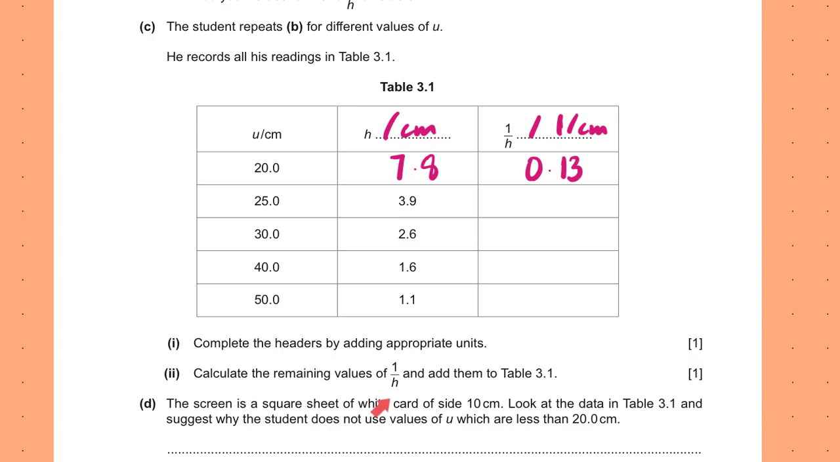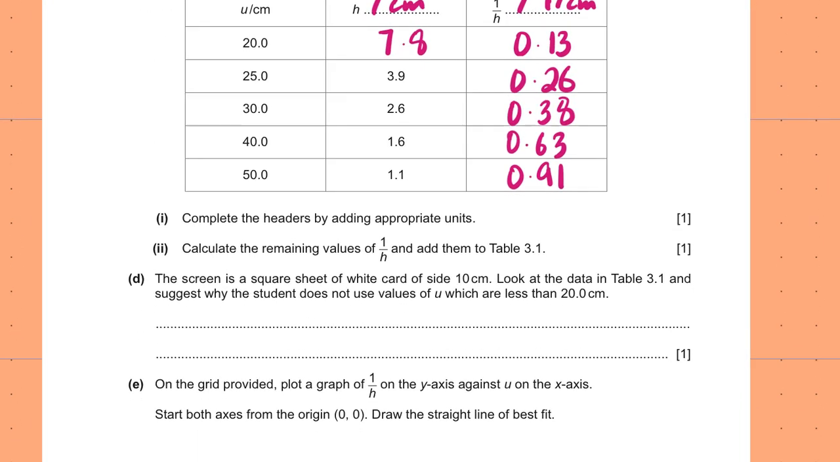Calculate the remaining values of 1 over h. Needless to say, this is also going to be to 2SF. 1 over 3.9 is 0.256, so 0.26. 1 over 2.6 is 0.384, so 0.38. 1 over 1.6, 0.625, so 0.63. And 1 over 1.1, 0.909, so 0.91. The screen is a square sheet of white card of side 10 cm.